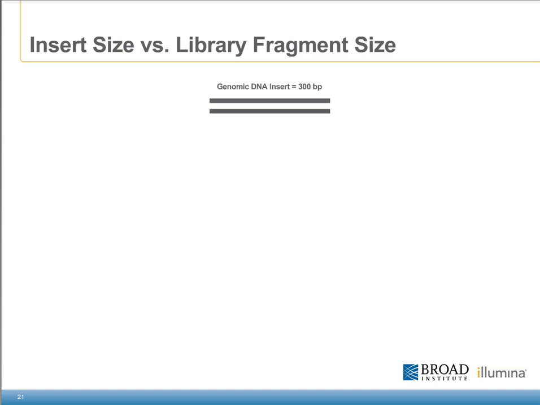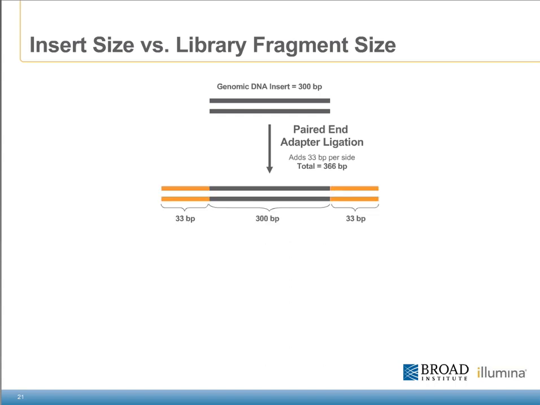So in this example here, we've sheared and size selected. We've sheared a DNA piece to about 300 base pair. So that's your insert size, 300 base pair. Then after paired end adapter ligation, you're going to add 33 base pair per side because that's how long your adapters are per side. So now you've got a total of 366 base pair. So if you're going to do gel extraction after your adapter ligation, you actually want to cut not 300 base pair, but you want to cut at 366 base pair in order to take into account that you've just added your adapters onto the end of your fragment.